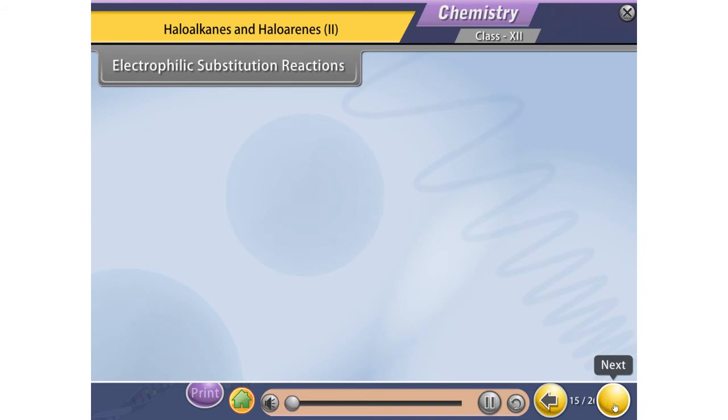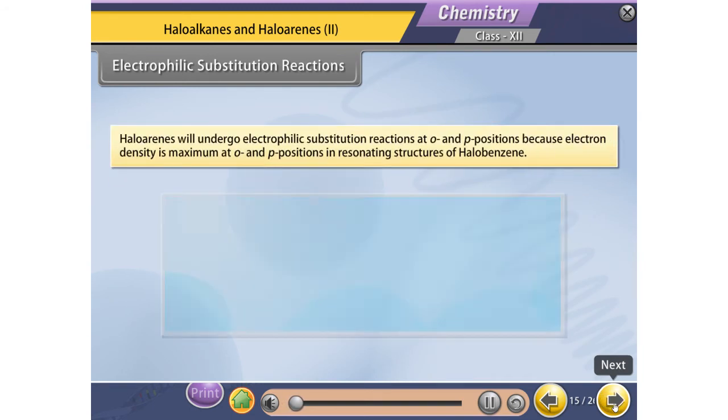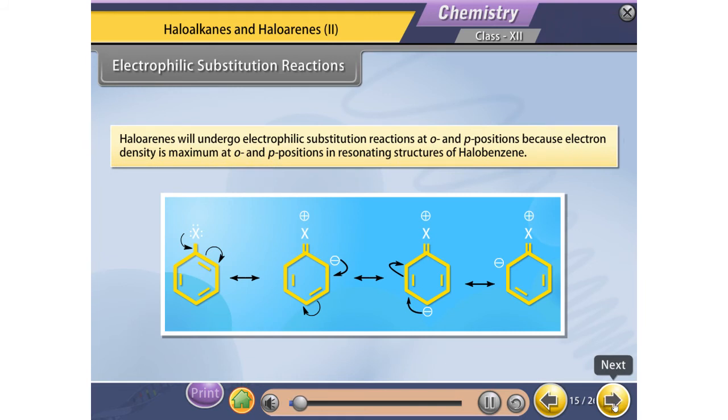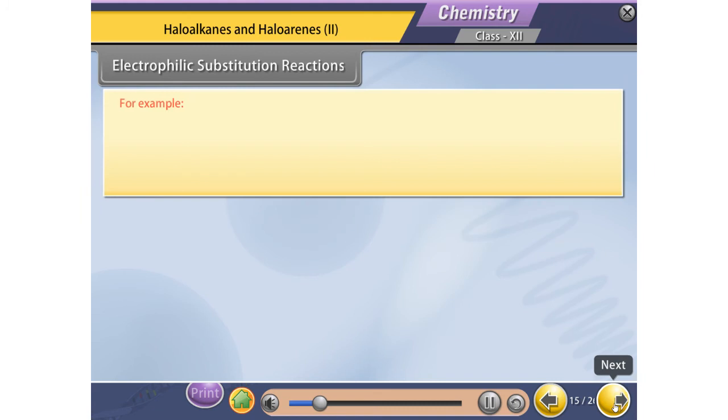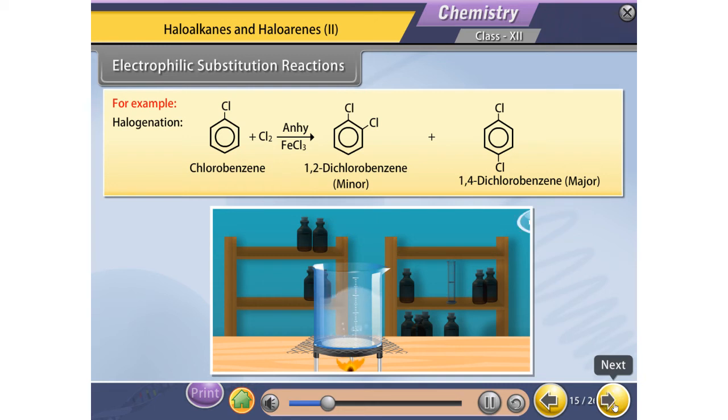Electrophilic substitution reactions. Haloarenes will undergo electrophilic substitution reactions at ortho and para positions because electron density is maximum at ortho and para positions in resonating structures of halobenzene. For example, halogenation. When chlorobenzene solution is mixed with chlorine and then we add ferric chloride, which reacts to give 1,2-dichlorobenzene, which is a minor product, and 1,4-dichlorobenzene, which is a major product.